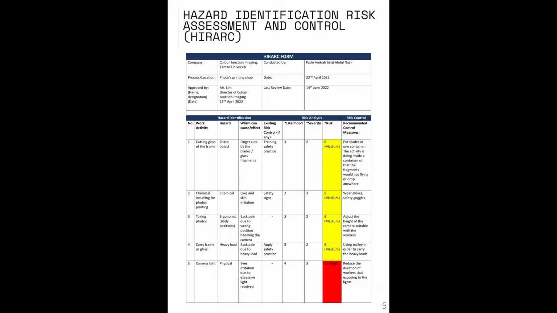Fourth is carrying frame or glass, where the hazard is the heavy load, which causes back pain. The existing practice is to apply safety practice. The risk is 6, which is medium, and the recommended risk control is using a trolley to carry the heavy load. And fifth, the camera light. The hazard is physical, which can cause eye irritation due to the excessive light received. The risk is 12, high. The recommended control measure is to reduce the duration of the workers' exposure to the lights.